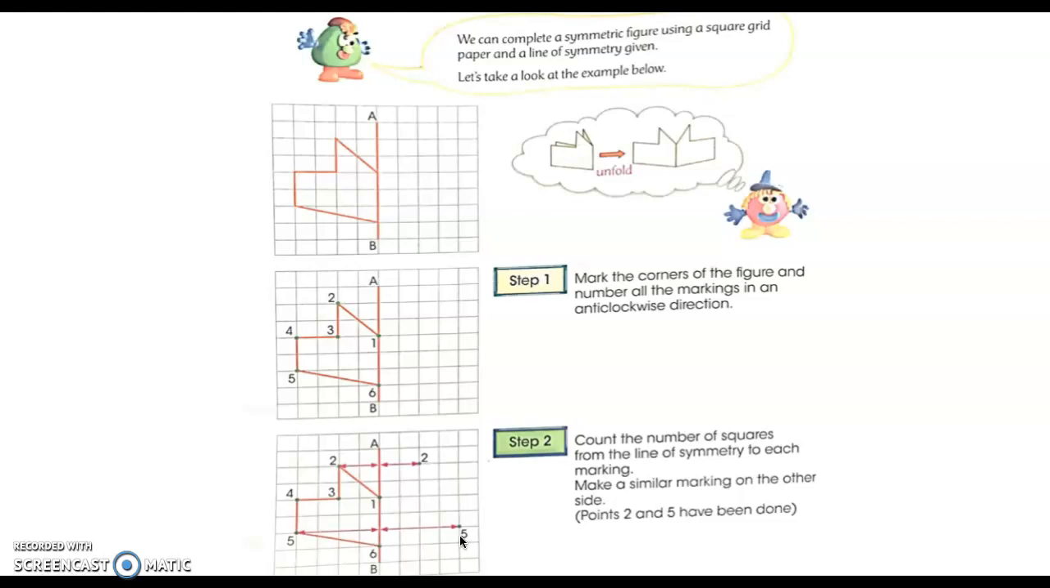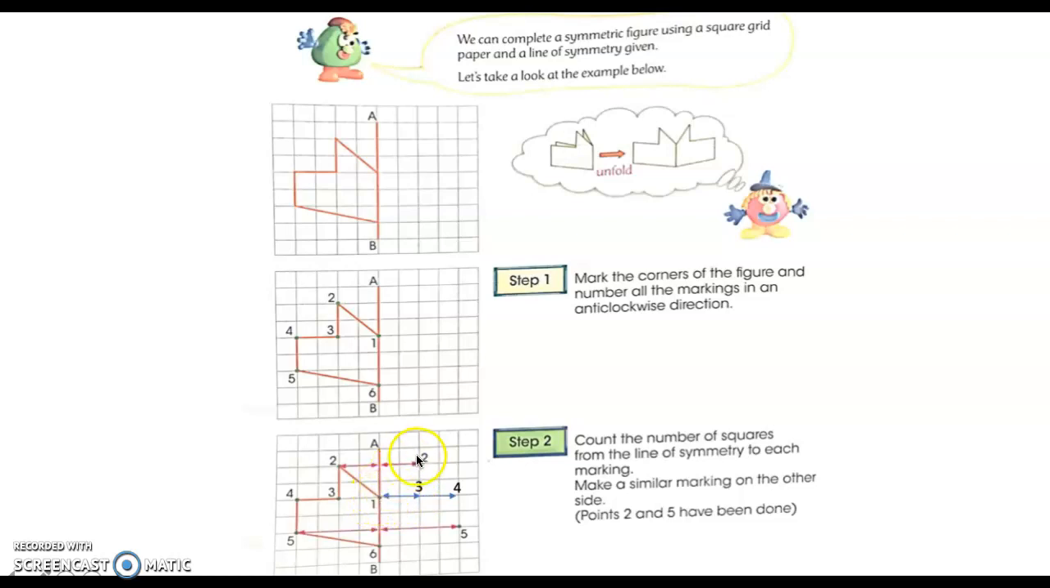So mark a similar marking on the other side. They have done 2 and 5, so I will do the other markings for you. This is 3, right? And then this is 4. So I have done the similar marking. Now I have completed the similar marking from the other side. That is, this one is 1, and 1 is the same because it's on the same point. There is no movement from 1 and 6, so it's on the line, on the mirror. When the point is on the mirror, there is no more change, no more counting of the squares.